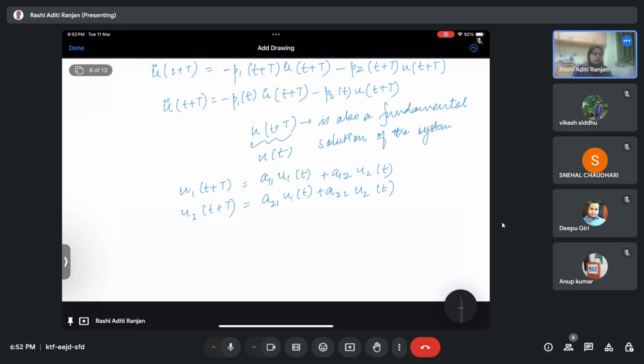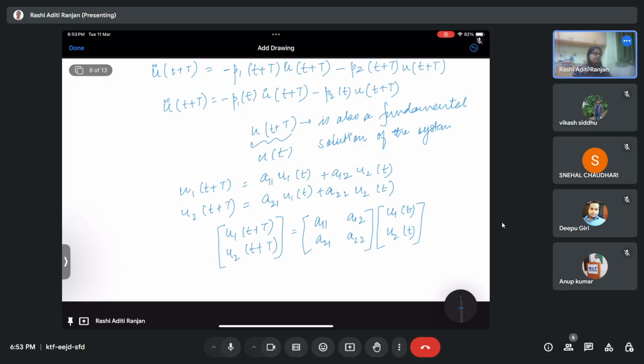Now what should I do? We can write it in matrix form. It is very easy now. u1(t plus T), u2(t plus T). This is what we got. The reason we are doing this is that for the parametric terms, we know they have a time period of capital T. Now we are trying to convert our solution state space in such a way that we can relate our system with the time period, and then we can talk about the stability of the system. Correct? So that is why we are doing it.